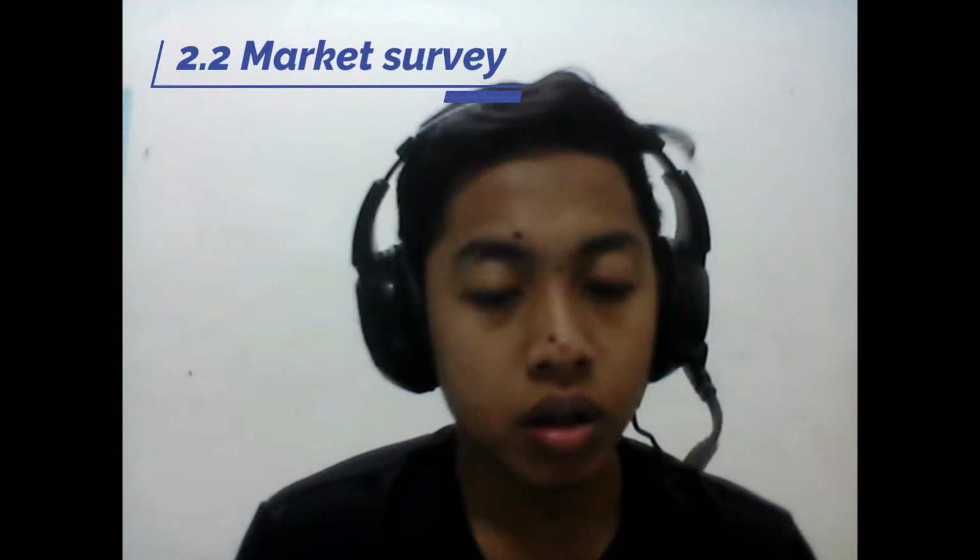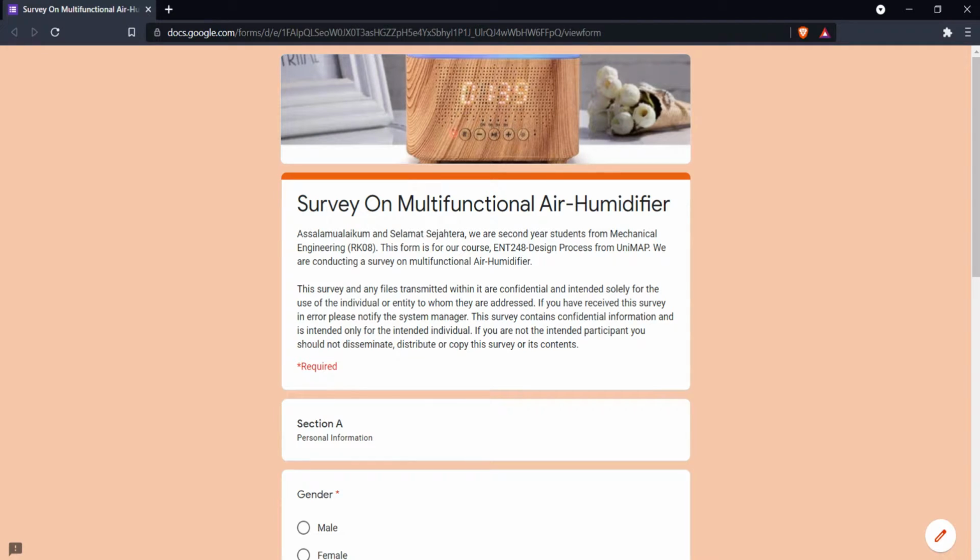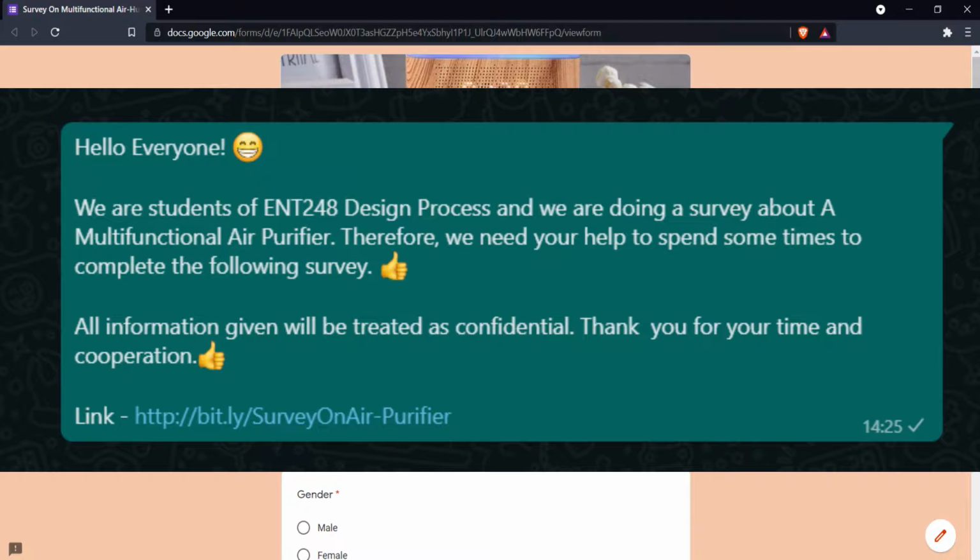Okay, next we move on to the next point, which is the market survey. For this project, we have decided to do the market survey by using an online survey. This online survey is carried out by using Google Form. This Google Form is passed to the public by using a link for them to answer it. The questions asked in the survey are regarding the respondent's demographic data, their perspective toward a humidifier, and more.